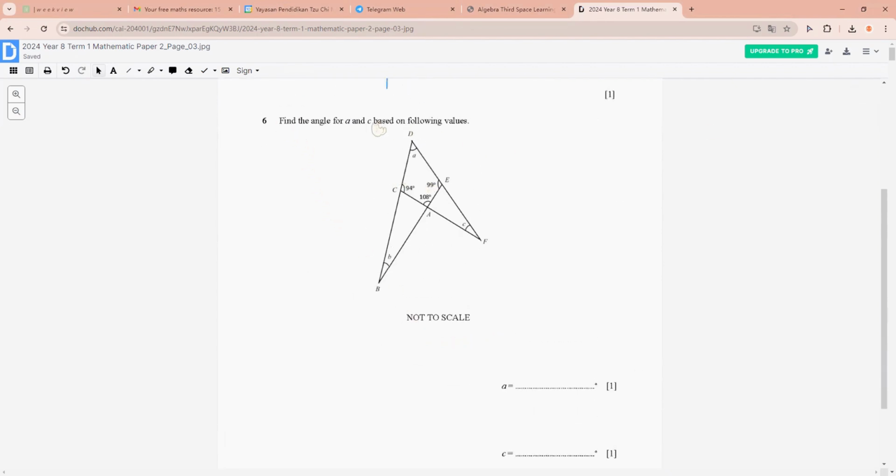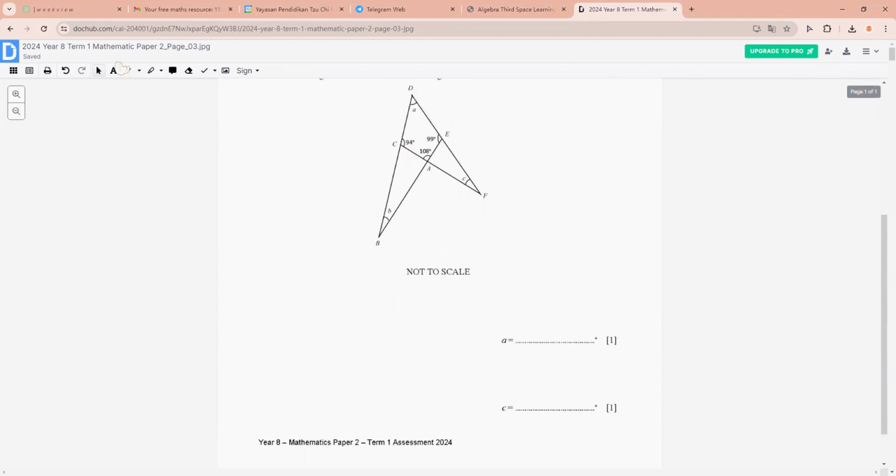Next question, find the angle for A and C based on the following values. So A is over here. And we can see that A is part of the quadrilateral, which has 360 degrees. So that means 360 minus 108 minus 99 minus 94 equals 59. So that means A is 59 degrees.